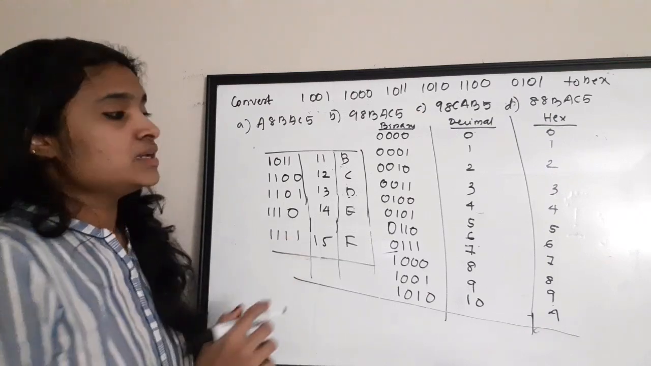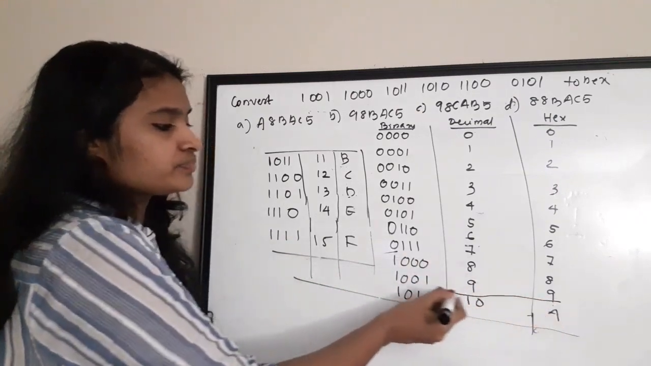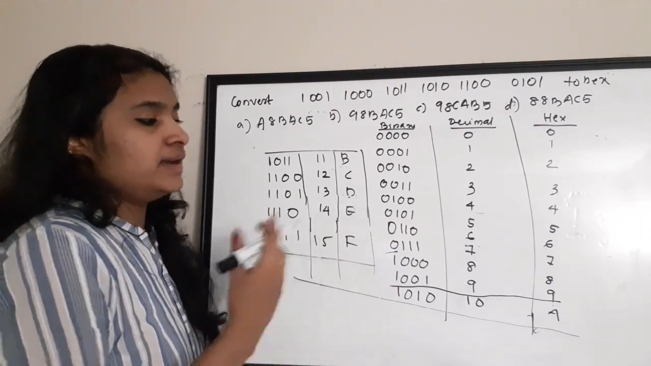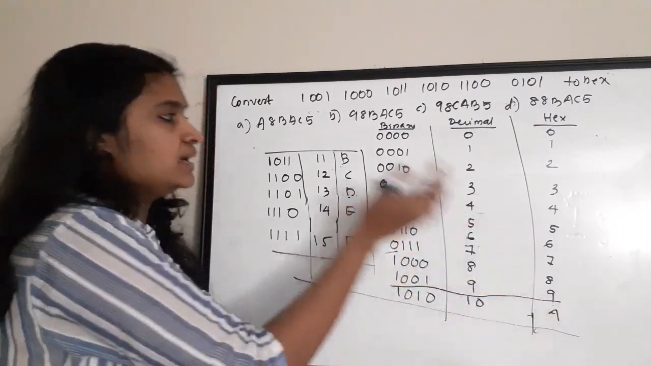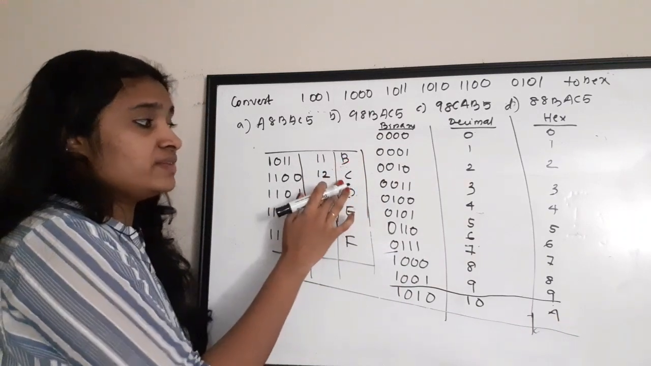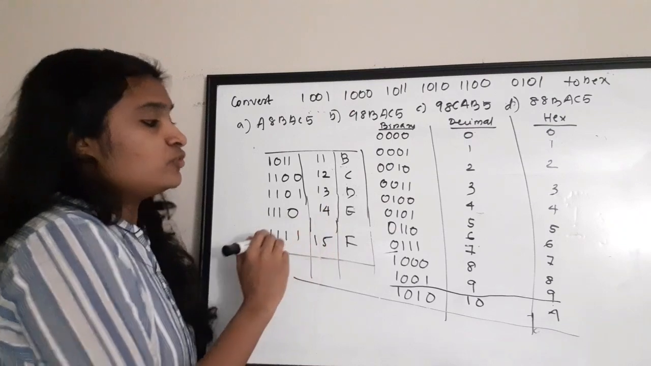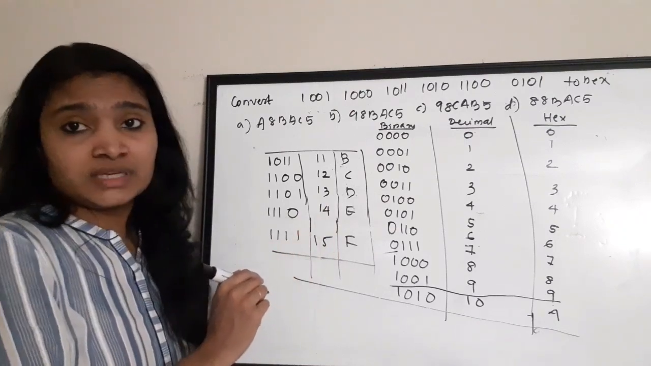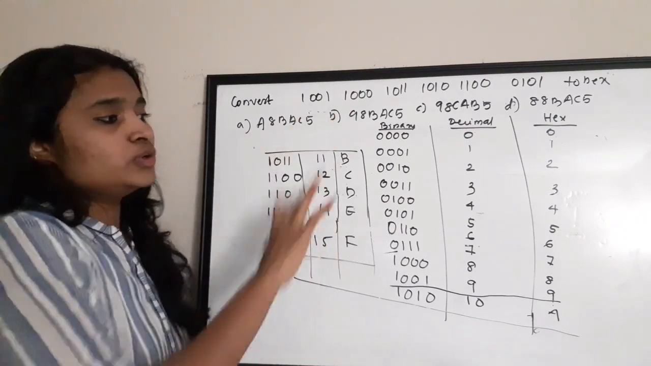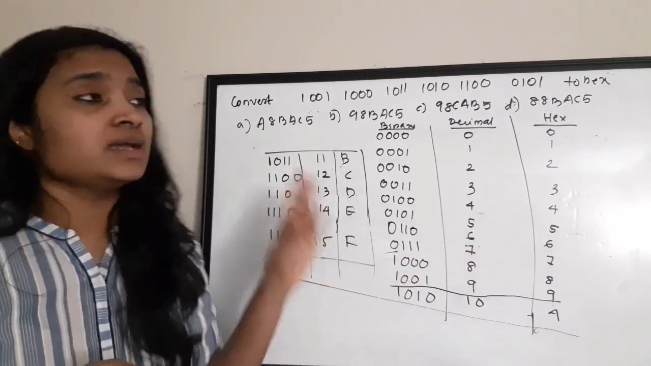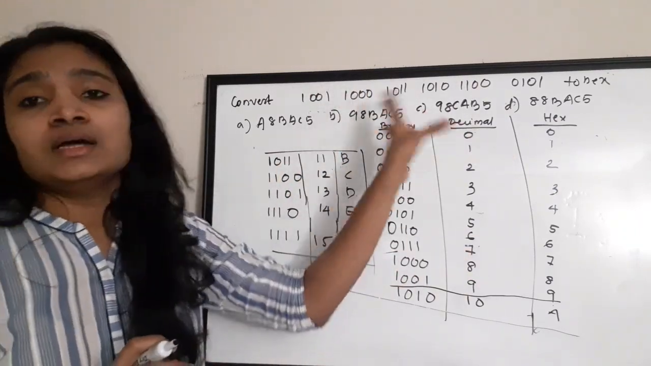Now up to 9, the decimal value is equal to the hex value, and after 9, for 10 it is A, for 11 it is B, for 12 it is C, for 13 it is D, for 14 it is E, and for 15 it is F. So if you know these binary, decimal and hex values, you can answer any questions coming in this area.